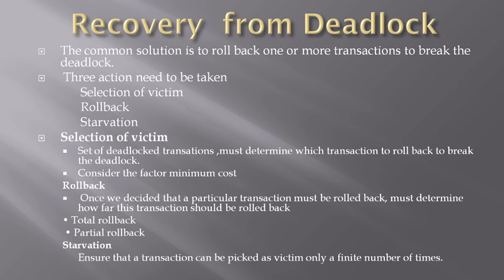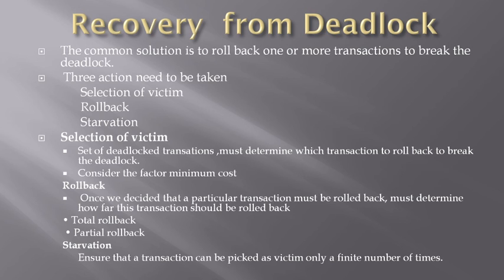Next one is rollback. Once we decide which transaction must be rolled back, we must determine how far this transaction should be rolled back. So we roll back to the previous consistent state, and from that we have to execute the transaction. And next there are two types: total rollback and partial rollback. Partial rollback means partially committed transactions continue, and total rollback means all the transactions are aborted.